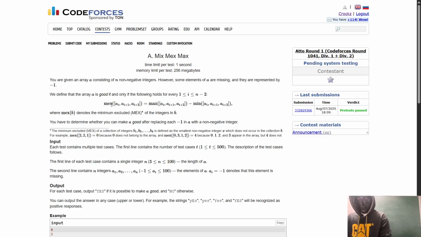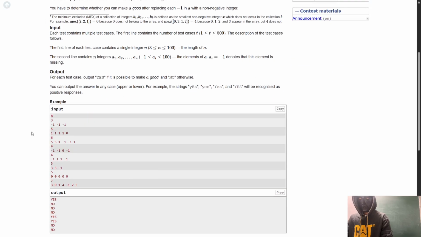What they're saying is the mex operation of a_i, a_i+1, a_i+2, among these three numbers, should be equal to the maximum element among these three minus the minimum element among these three. And mex of b denotes the minimum excluded non-negative integer of b. Don't worry, I'll tell you what this mex is. You have to determine whether you can make A good after replacing -1 with non-negative integers. So basically we have to find if we can make the array good or not.